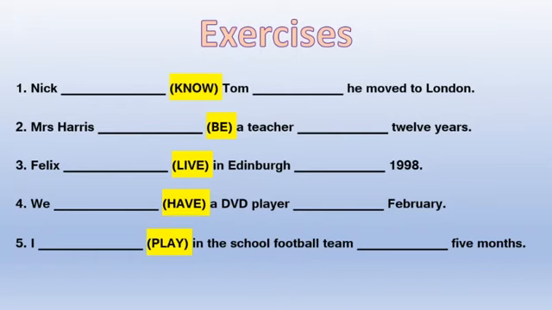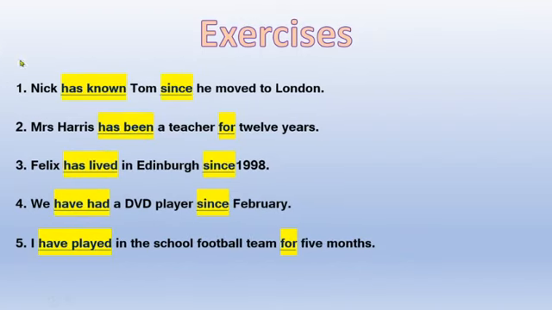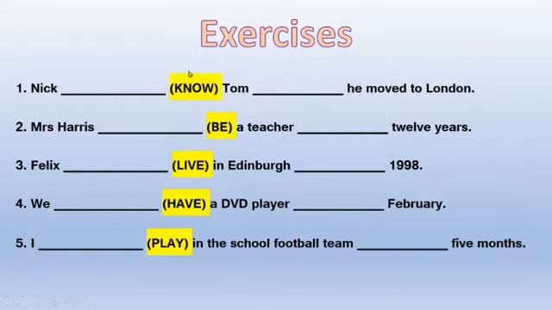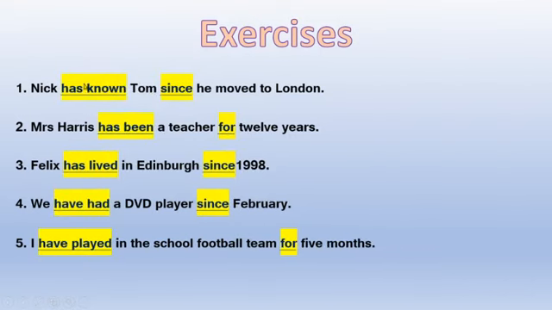Okay, here we go. I want to check. We have number 1. Nick has known. Why has? Nick is he. It's third person. Nick has known Tom since he moved to London. We have know in past participle, known. Since he moved to London. He moved to London, it's a finished action. It's a date. That's why we use since.